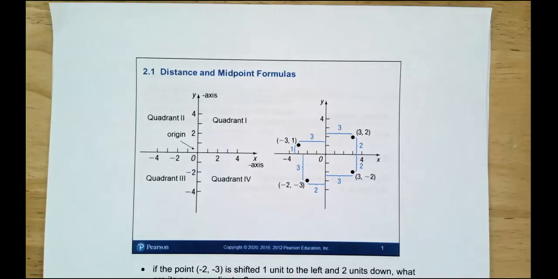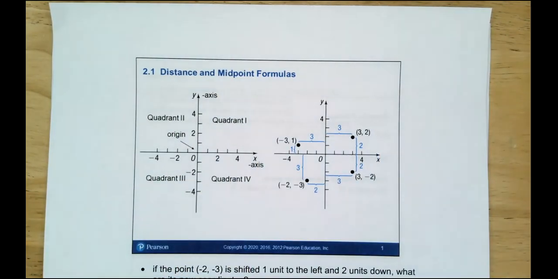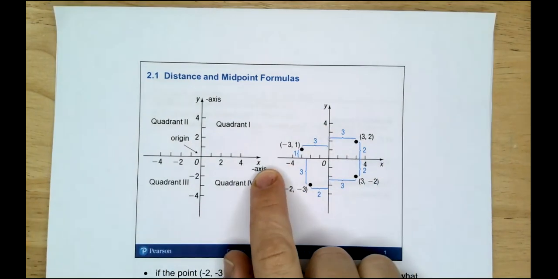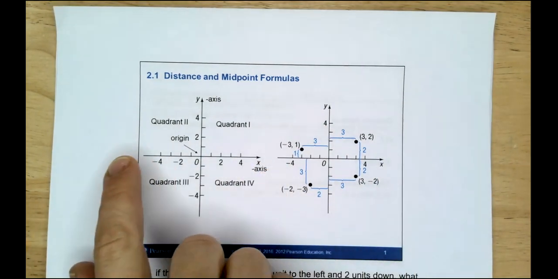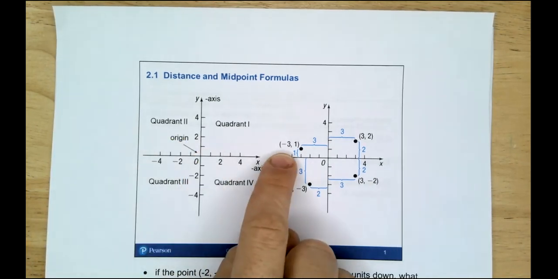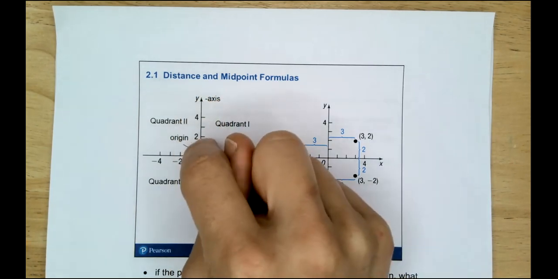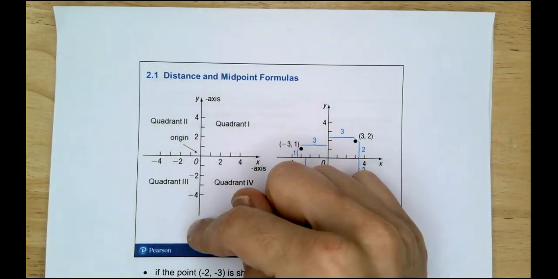Okay, so we graph on the Cartesian coordinate system plane. It's a flat surface and it extends forever, infinitely, in the negative direction on the x-axis, the positive direction on the x-axis, the positive on the y and the negative on the y.